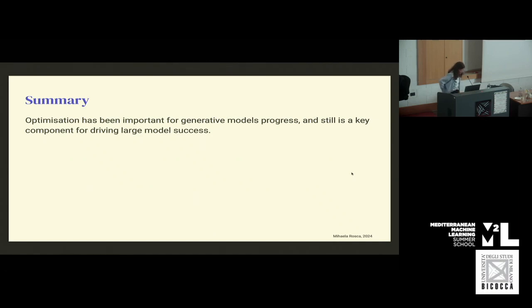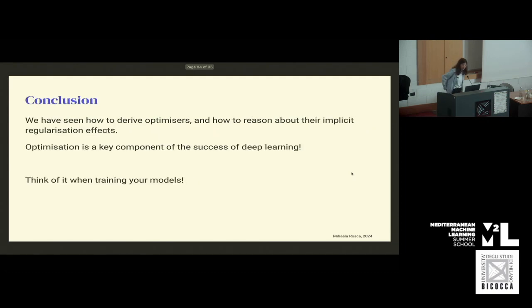So to summarize, optimization has been important for generative models progress. If you care about generative models, or really anything else, reinforcement learning and any other kind of model, you should probably be thinking about your optimizer. And let's, I think, move on to questions. I hope there's a lot of questions.